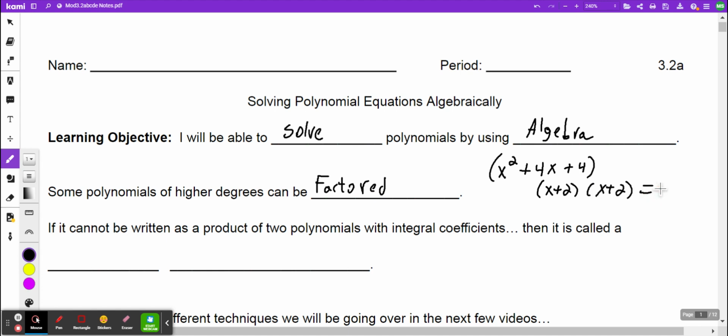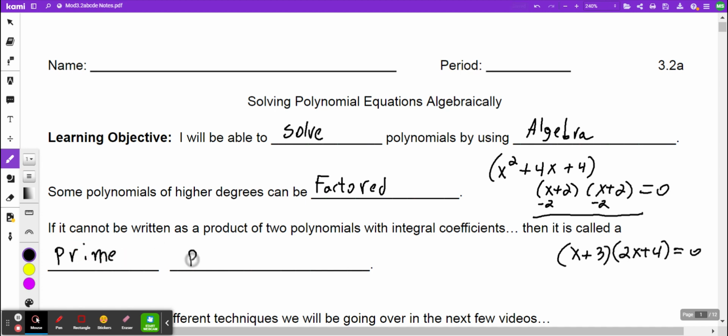Previously, we were able to just say, hey, we're going to make this equal to 0, and after factoring, we can figure out that this will hit the ground when x is equal to -2. If we can't write it as a product of two polynomials, like this right here, or like x plus 3 times the quantity 2x plus 4, just as an example, well then this is called a prime polynomial. Basically, it's prime. Can't factor it anymore. It's done.